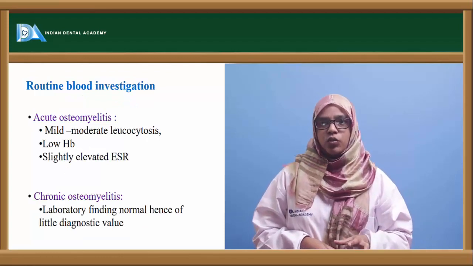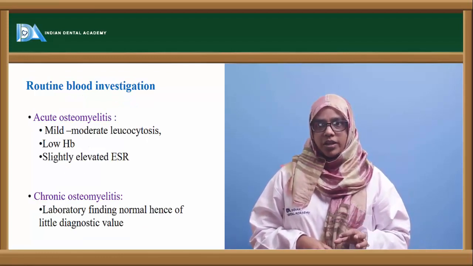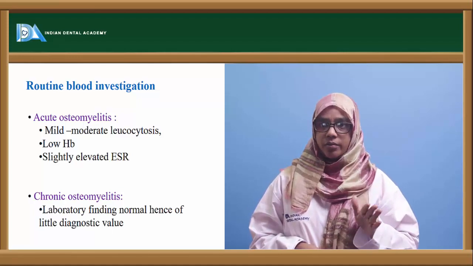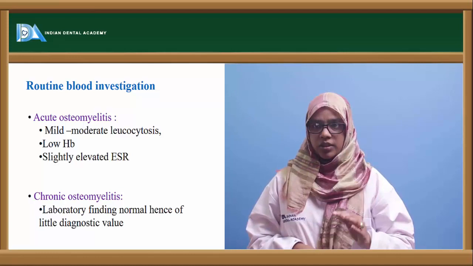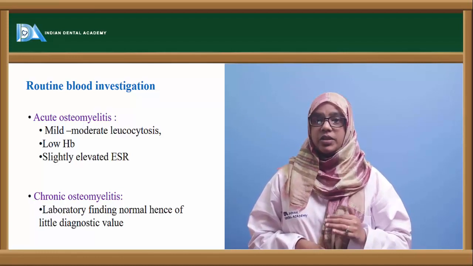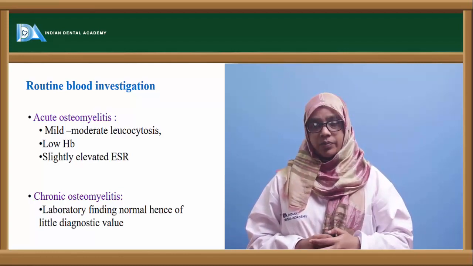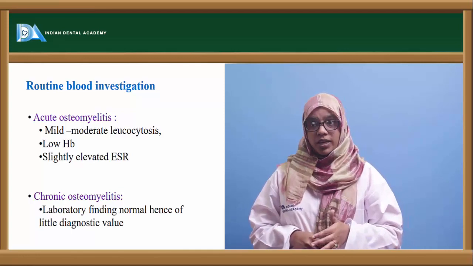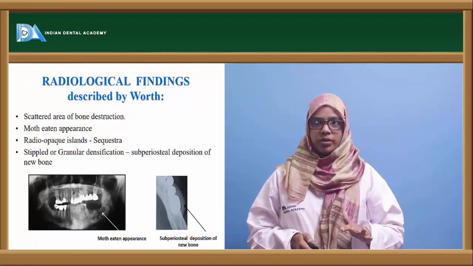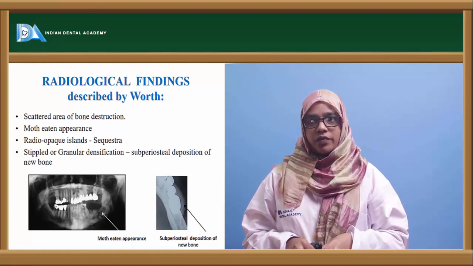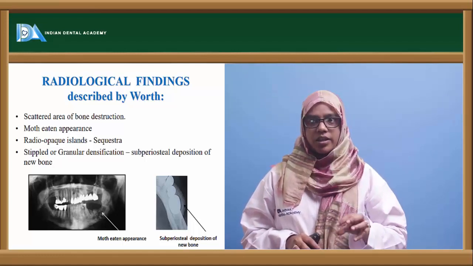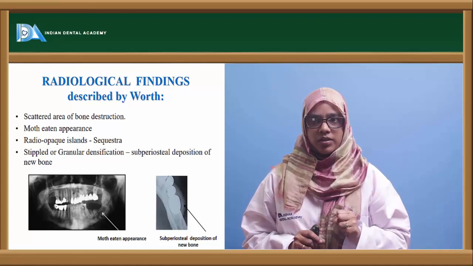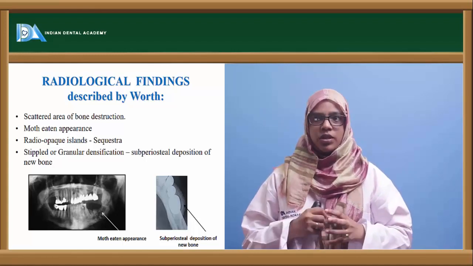Now, in case of acute osteomyelitis, in your blood investigations you will see mild to moderate lymphocytosis. There will be low hemoglobin and a slightly elevated ESR level. But in case of chronic osteomyelitis, laboratory findings seem to be normal. On the radiograph, there will be scattered areas of bone destruction. Okay, that is termed as moth-eaten appearance, mixed areas of radiopacity and radiolucency.